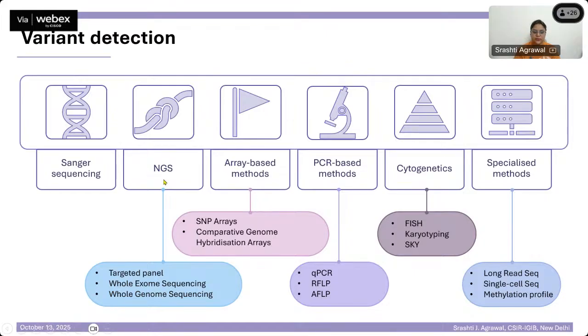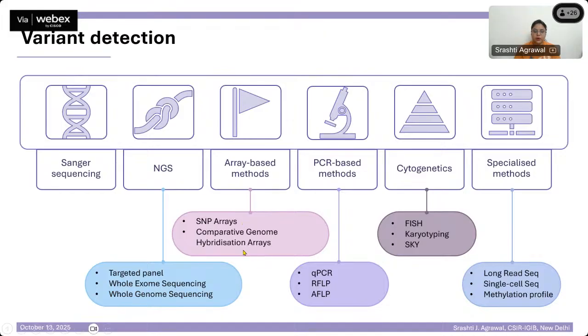Then we have next generation sequencing, in which either a specific panel of genes or the whole exome or the whole genome is sequenced. We also have array-based methods in which probes are generated depending upon the variants already known to us, and we can understand which variations are present in which individuals depending upon either single nucleotide variant arrays or comparative genome hybridization arrays. Each of these methods has its own benefits and its own disadvantages, and they are all used depending upon what we want the result to be.